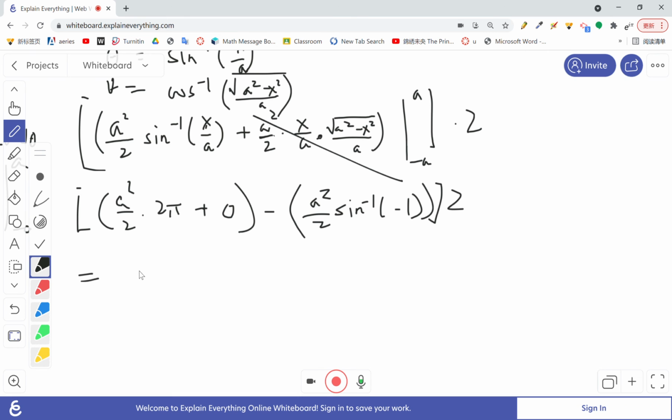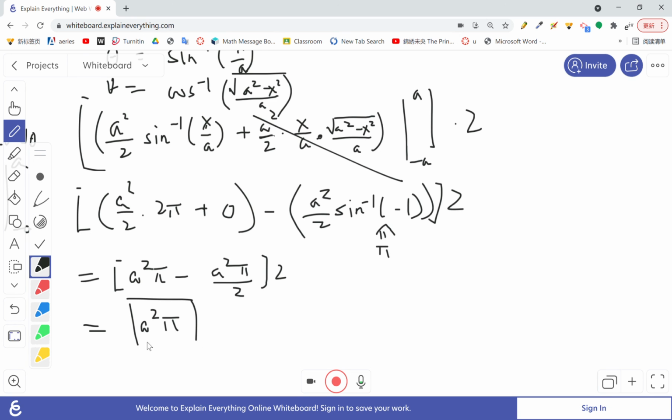This is equal to a squared pi over 4 plus a squared pi over 4, and the entire thing multiplied by 2 gives a squared pi over 2 times 2, which is equal to a squared pi. And thus we get our desired answer.